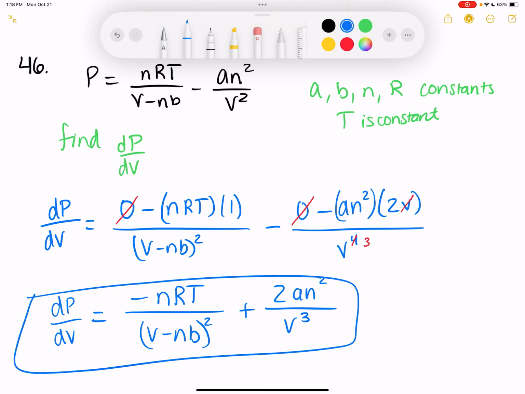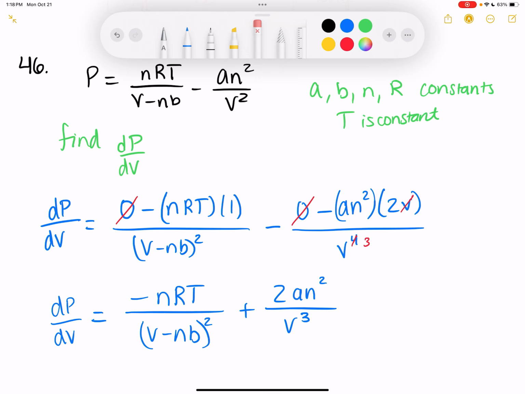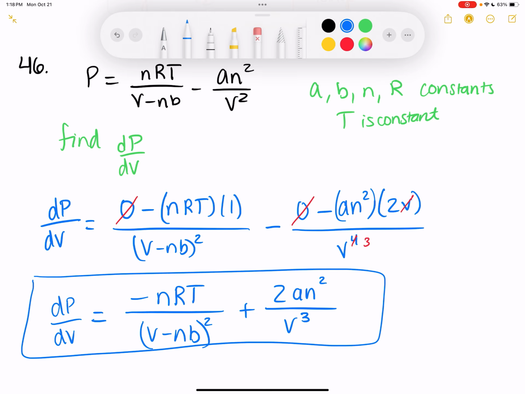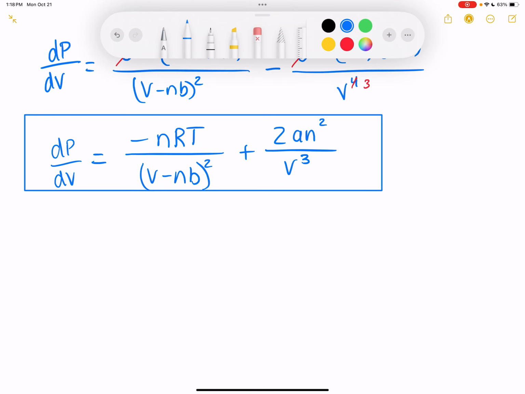Wait, why do we have 2 AN squared? Because multiplying it by the 2. Oh yeah, I lost the 2. I could tell. I did 2. No, I don't. I mean, I still wrote it.